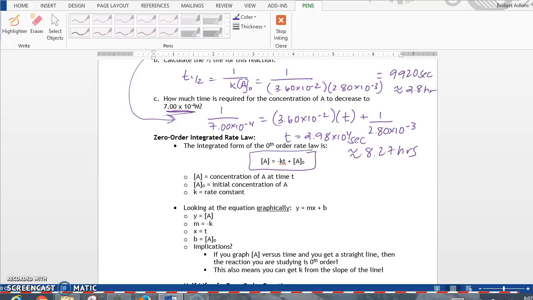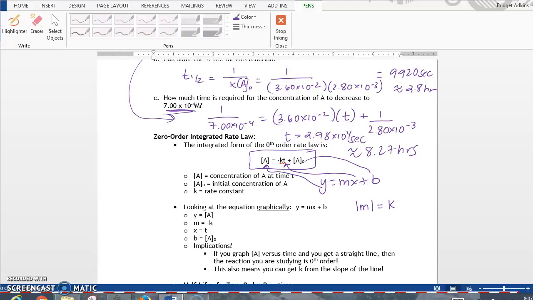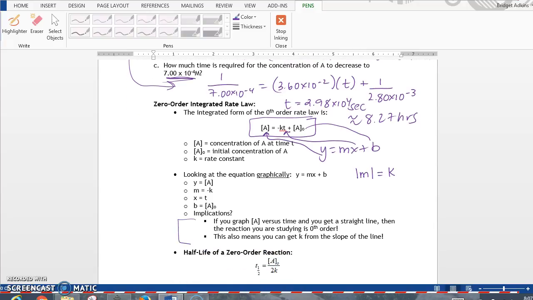It's certainly simplified when we look at zero order. If we look at y is equal to mx plus b, we don't have any natural logs or inverses. Our y is just the concentration. Our x is our time. And again, the negative pops back and we've got a negative k. So the absolute value of the slope is equal to our k. And our y-intercept is just equal to the A naught, or the starting concentration. So the moral of that story, if you graph the concentration of A versus time and you get a straight line, then you know it's zero order kinetics.